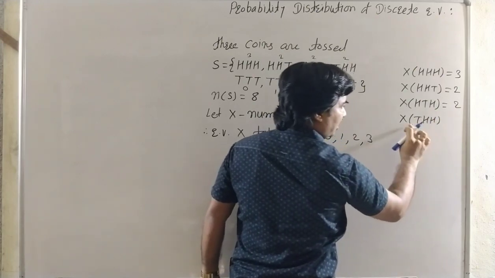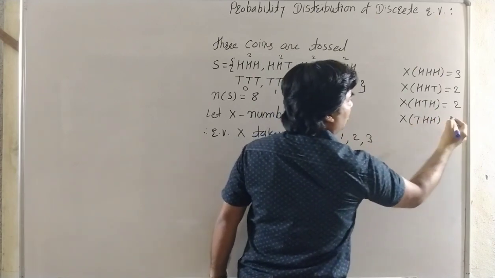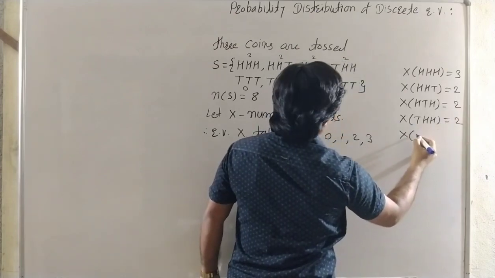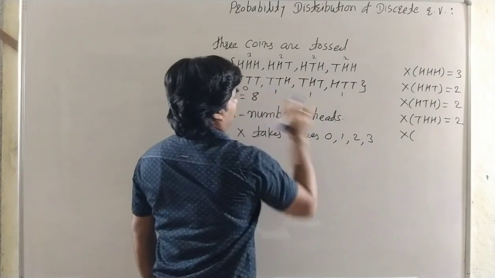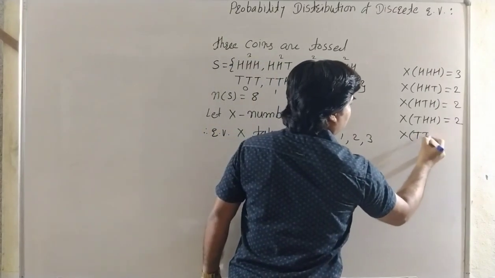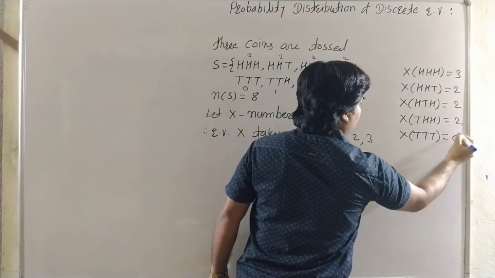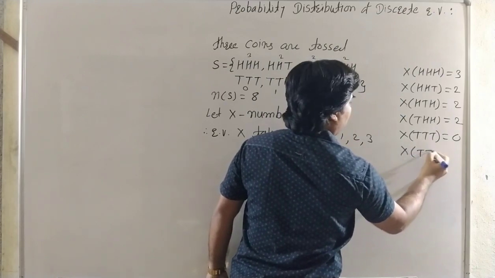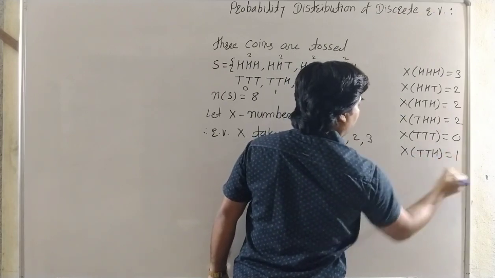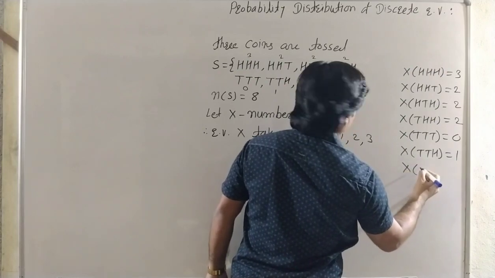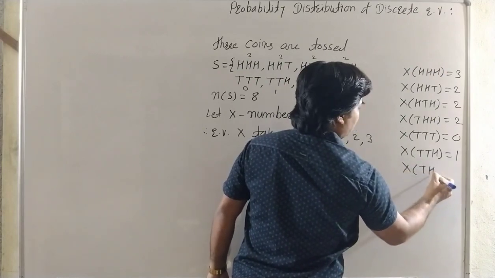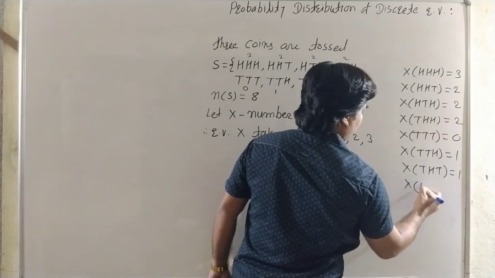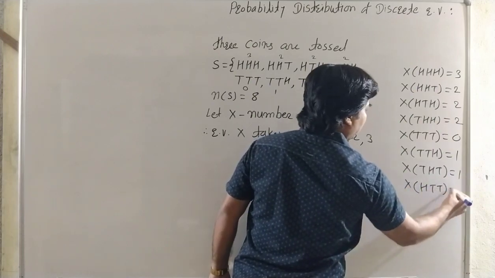X is the number of heads. Counting the heads in the fourth outcome, again it is 2. Then the next outcome is T T T, which has 0 heads. Then T T H has one head. X is the number of heads, then T H T, again it is 1. And the last outcome, H T T, again it is 1.